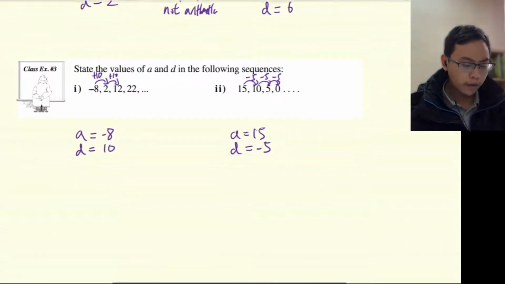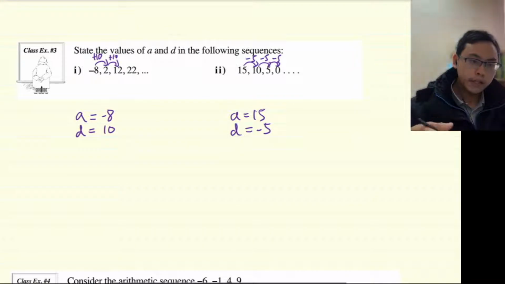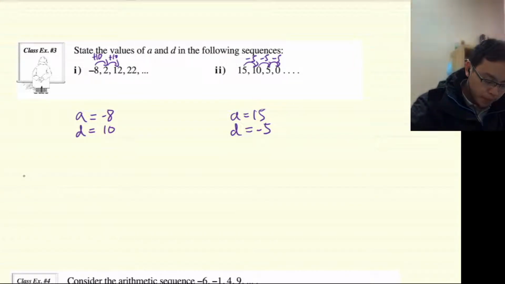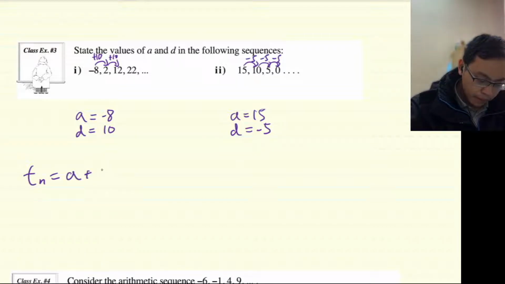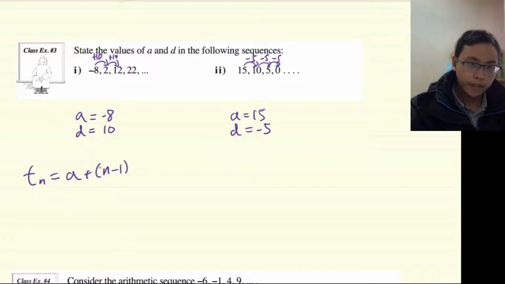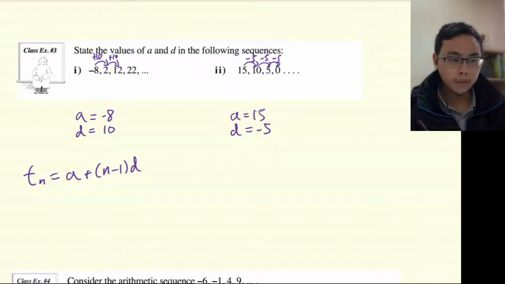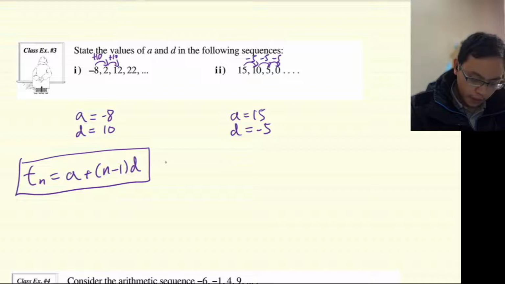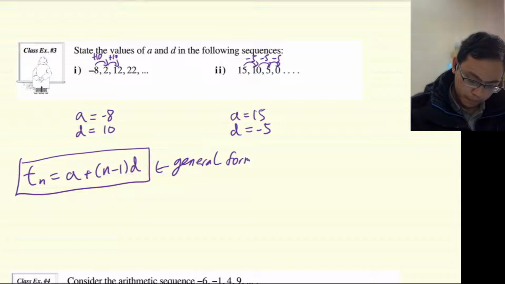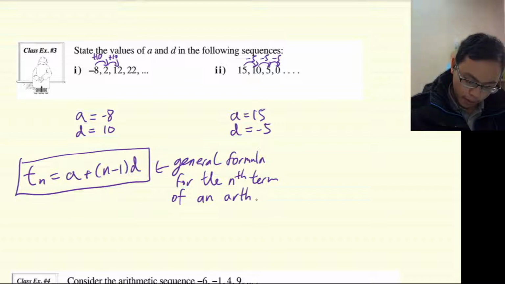Now, why are these important? Because in an arithmetic sequence, the general term Tn is going to be the first term plus n minus 1, which is the nth term subtract 1, times the common difference. This is the general formula for the nth term of an arithmetic sequence.